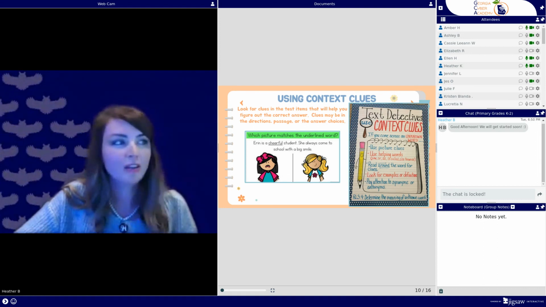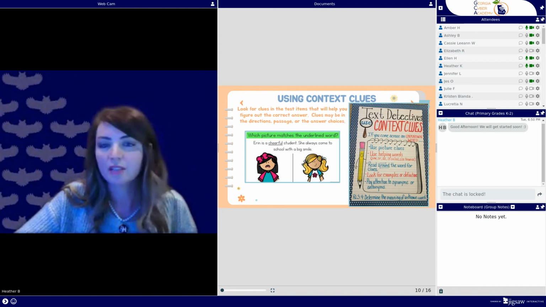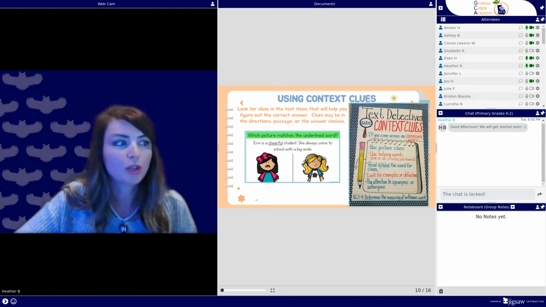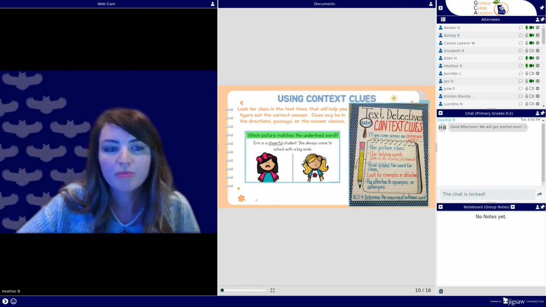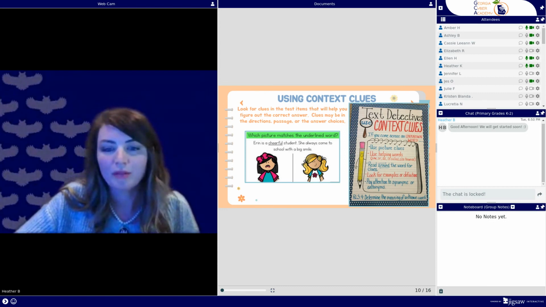Here we have an anchor chart for text detectives for context clues. Basically just saying the same thing. Use your picture clues, read around the word for clues, look for examples, refer back to your directions. Use all the information that you've been given to help you find your answer. And when you are working with your students at home, this is a great strategy to practice and try to think through and talk through those steps.